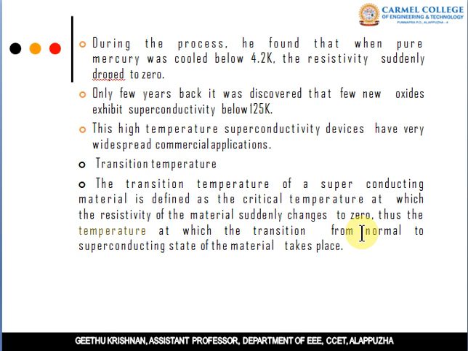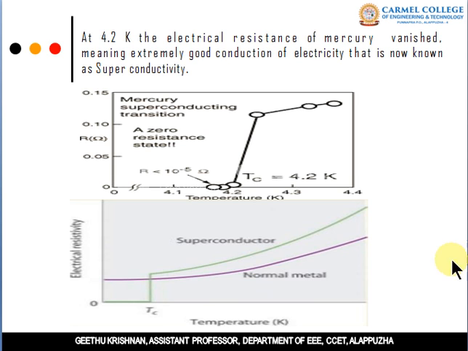Consider the case of mercury, where the x-axis denotes the temperature and the y-axis denotes the resistance. When the temperature decreases, its resistance decreases, and at a particular temperature the resistance completely drops to zero. The temperature at which this happens is 4.2 Kelvin, and it is called the critical temperature. From 0 to Tc, the material acts as a superconductor, and above Tc, when T is greater than Tc, it acts in the normal state.